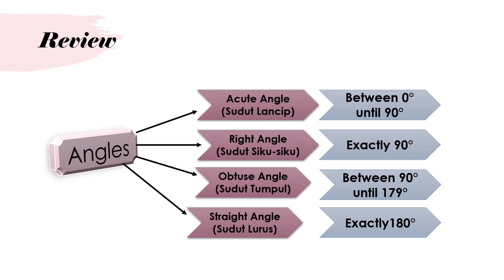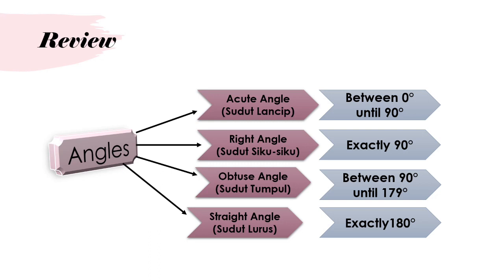And then the next one is right angle, atau dalam bahasa Indonesianya kita sebut dengan sudut siku-siku. For right angle, the angle is exactly 90 degrees. Jadi sudutnya itu tepat 90 derajat. If it's above than 90 degrees, so it's not a right angle, but it's going to be obtuse angle, atau kita sebut dengan sudut tumpul dalam bahasa Indonesia. The angle for obtuse angle is between 90 degrees until 179 degrees. So if it's still between these two, it's called as obtuse angle.